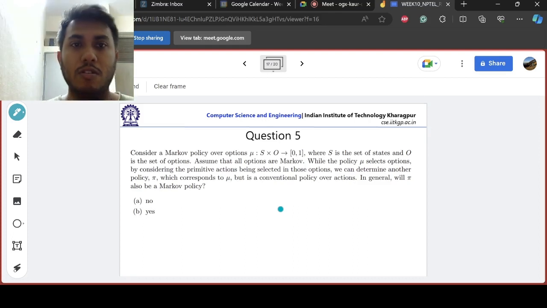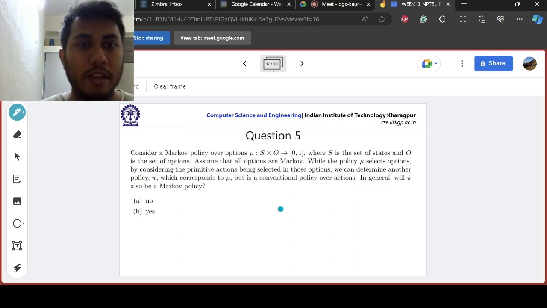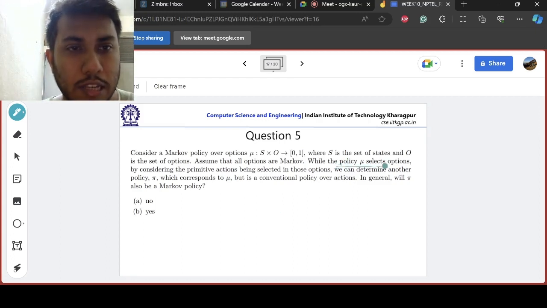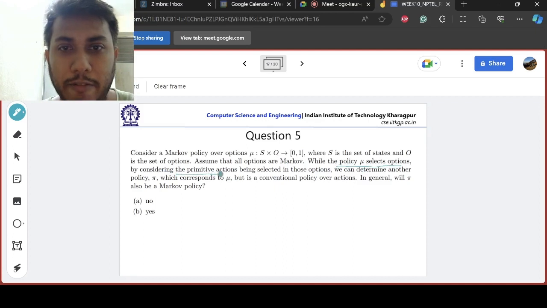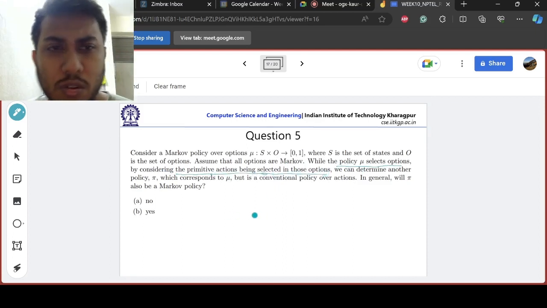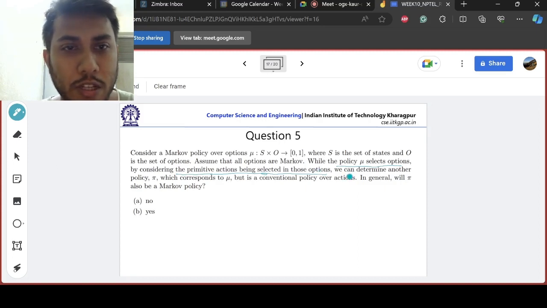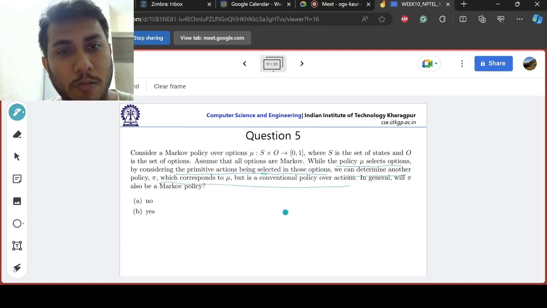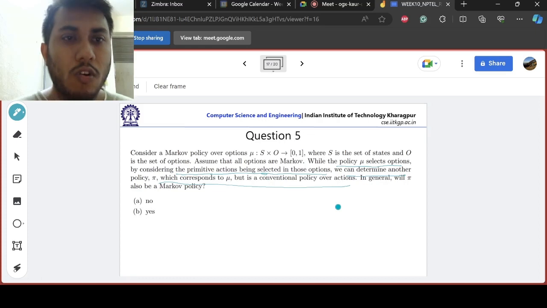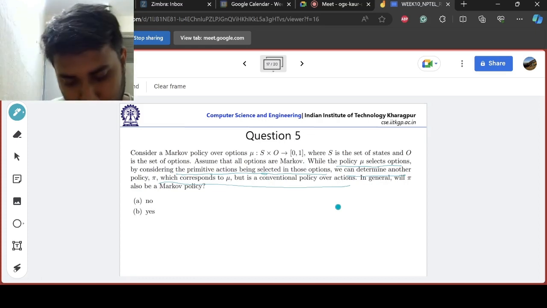So it says that policy mu selects options by considering the primitive actions being selected in those options. Okay, so policy mu selects options, so you have a policy which selects which options to pick. In the option we can determine another policy pi which corresponds to mu but is a conventional policy over all actions, a conventional MDP policy. In general, will pi be a Markov policy?